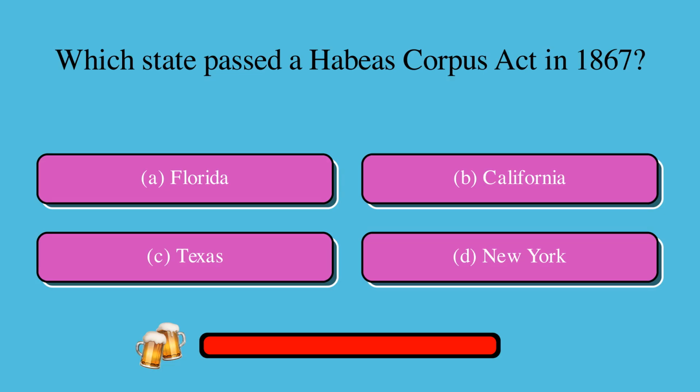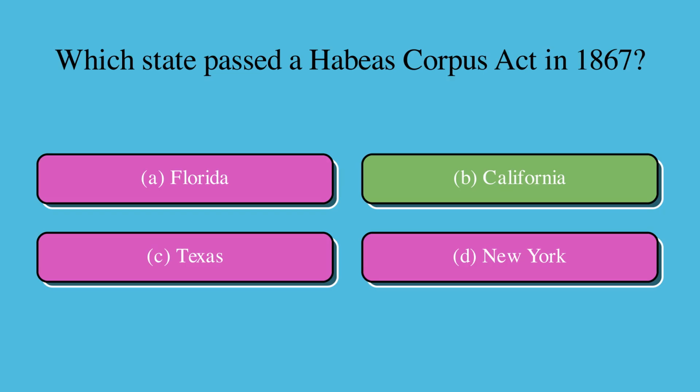Which state passed a Habeas Corpus Act in 1867? Is it A. Florida, B. California, C. Texas, or D. New York? The correct answer is B. California.